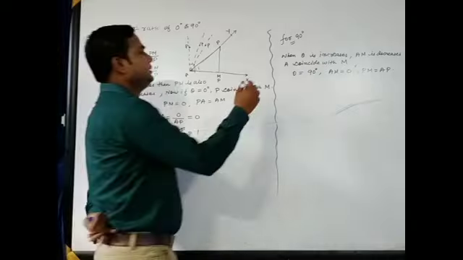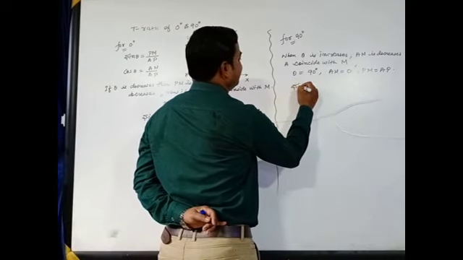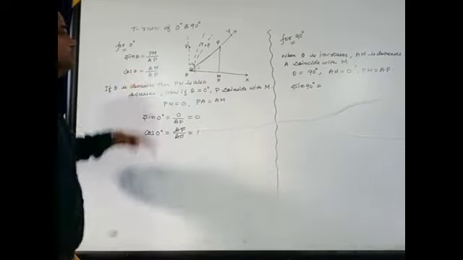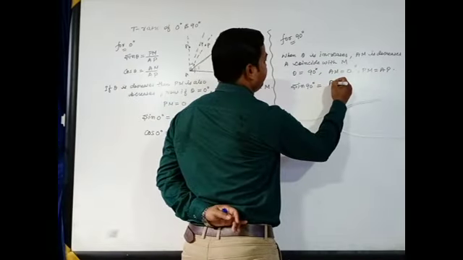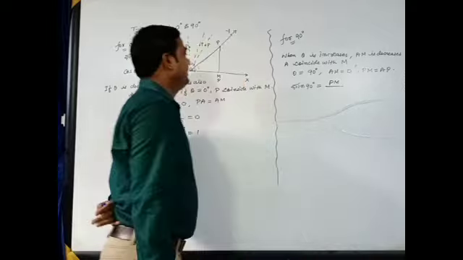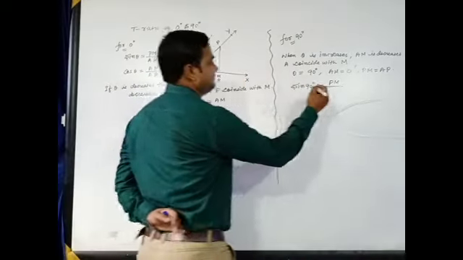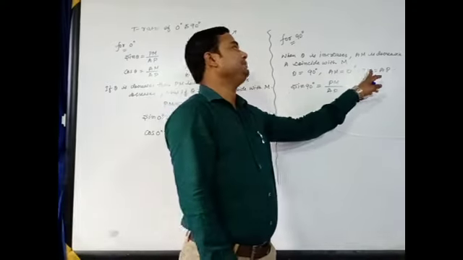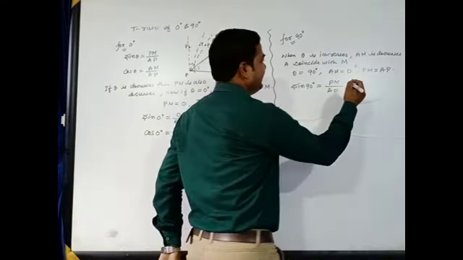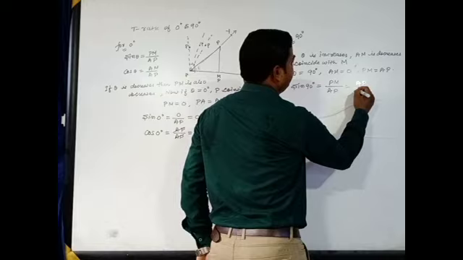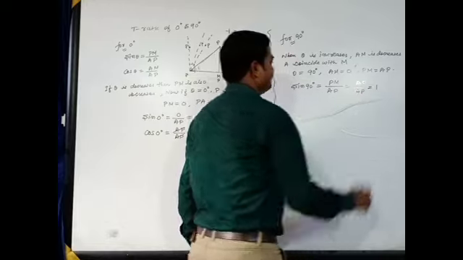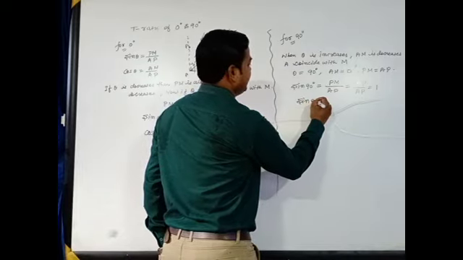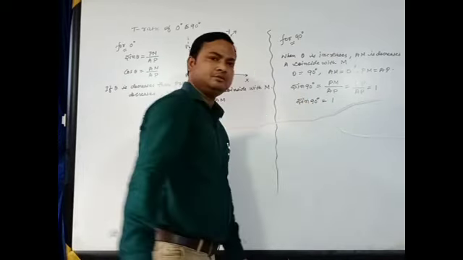Now in this way, we can easily calculate sin 90 degree. Sin 90 equal to PM by AP. Now see here, the value of PM equal to AP. It means AP by AP is equal to 1. Then the value of sin 90 equal to 1.